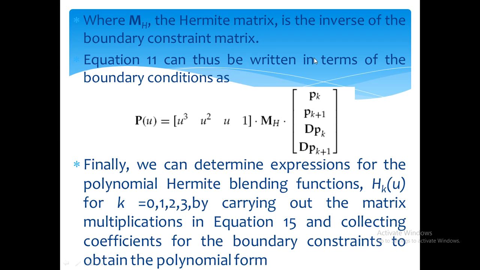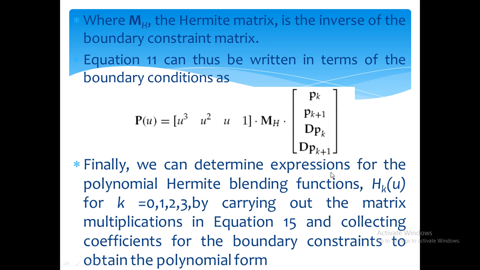Equation 14 can thus be written in terms of the boundary conditions as P(u) equals [u cube, u square, u, 1] times MH times [P_k, P_k+1, DP_k, DP_k+1], right? This is just a rewriting of the matrix equation. That means the Hermite matrix will take care of your continuity and all those things, whether all the points are intersecting at the control points or not, right?